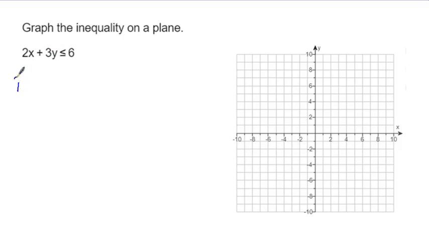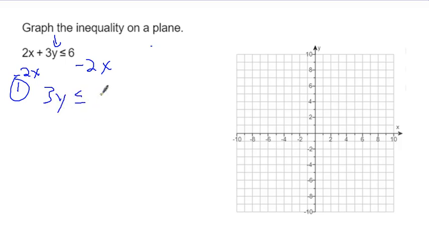So this one, step 1, is not done for me. It is not solved for y. So if I want to use that method that we were just using, the first step is you have to get the inequality solved for y. So let's go ahead and do that first. I'll subtract the 2x to the other side to get started.